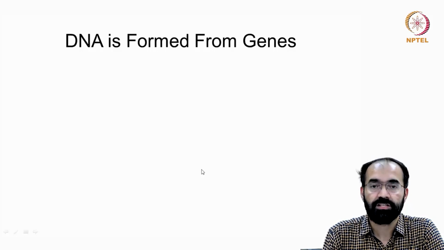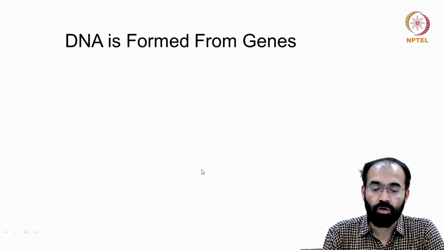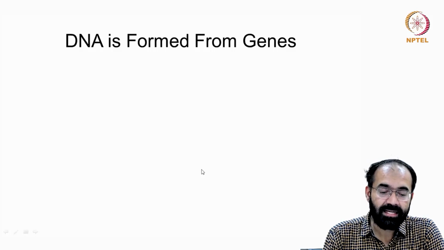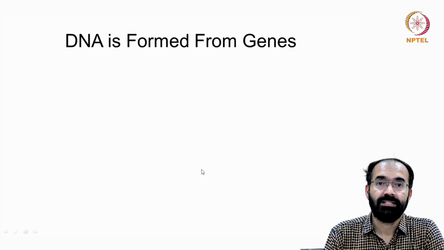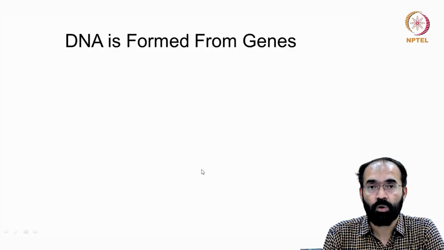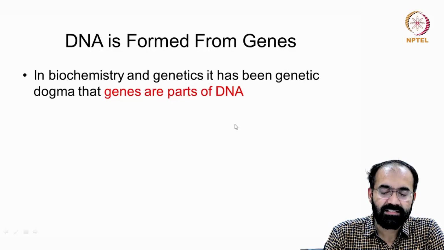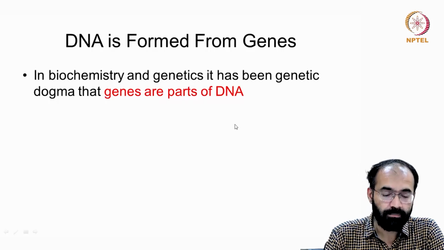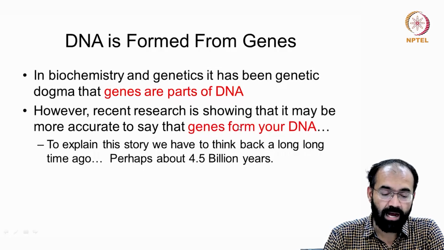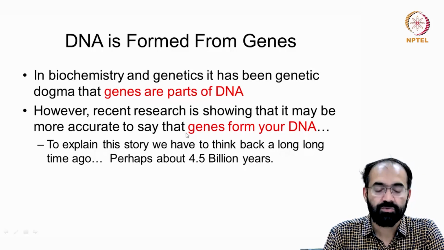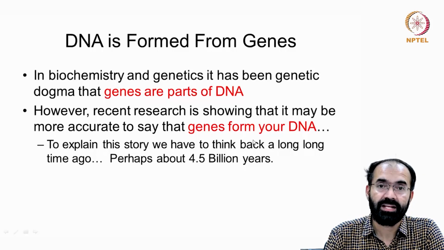So this is always a big question. Similarly, in this case, we say the property which is encoded in the RNA is now stored in the form of DNA. So the DNA is formed from genes. Genes here refer to a given property or a given quality. In biochemistry and genetics, it has always been the genetic dogma that genes are part of the DNA. However, recent research is showing that it may be more accurate to say that the genes form your DNA. Genes here refer to a property.